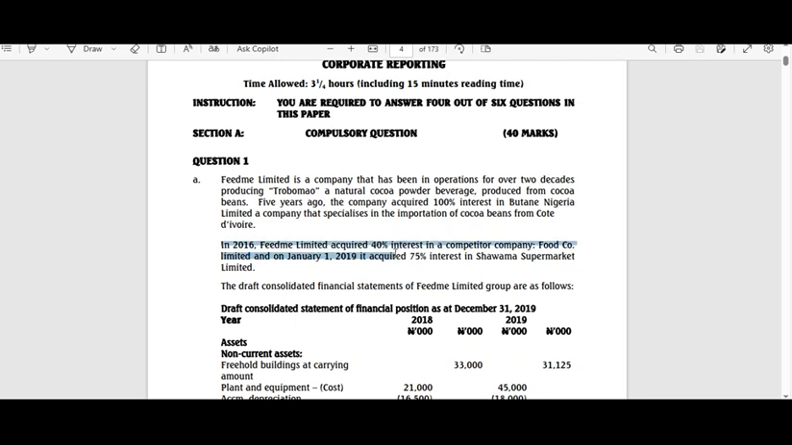In 2016, Feed Me acquired 40% interest in Foodco, and on 1st January 2019, we acquired 75%. Which means it was acquired on the 1st of January. So it was not during the year; it was acquired at the beginning of the year.